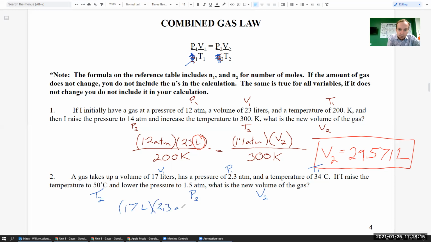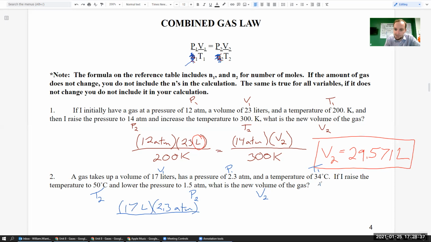Now notice on number 1, I put pressure first and then volume. And on number 2, I put volume first before the pressure. It doesn't make any difference. When you multiply numbers, if you multiply 2 times 3 or 3 times 2, they both equal 6. It doesn't make any difference when you are multiplying which one goes first, okay? But the temperature must be on the bottom.